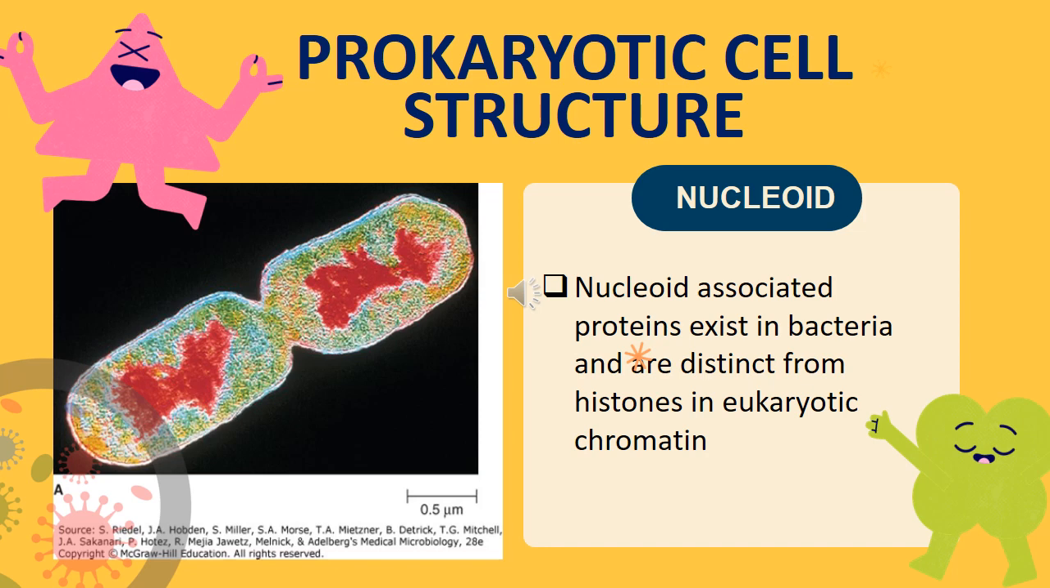So your prokaryotes have no true nuclei. Instead, they package their DNA in a structure known as your nucleoid. Nucleoid-associated proteins exist in bacteria and are distinct from the histones in eukaryotic chromatin. The negatively charged DNA is at least primarily neutralized by small polyamines and, of course, magnesium ions. Also, it is an ellipsoidal region, okay? Your nucleoid is an ellipsoidal region that contains the cell's chromosome and, of course, the numerous proteins present in your nucleoid.